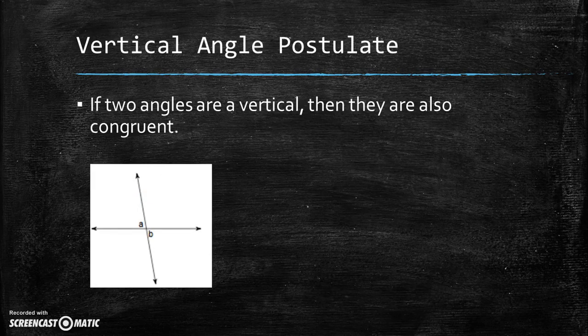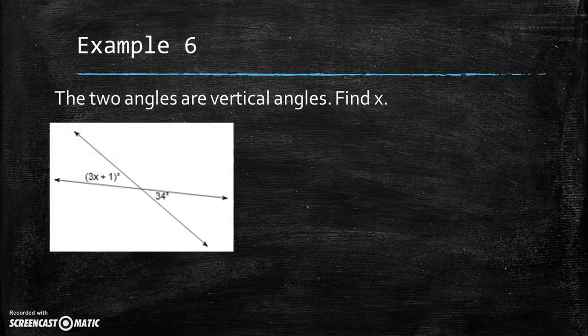Okay. The vertical angle postulate states that vertical angles are congruent. So here, angle A is equal to angle B. To use that in an example, we have one of the angle pairs is 3x plus 1, the other one's 34. They're vertical angles, so you set them equal. Subtract 1, we get 33. Divide by 3, and we get x is 11. And it just said find x, so we are done. Good luck on the practice and the application.